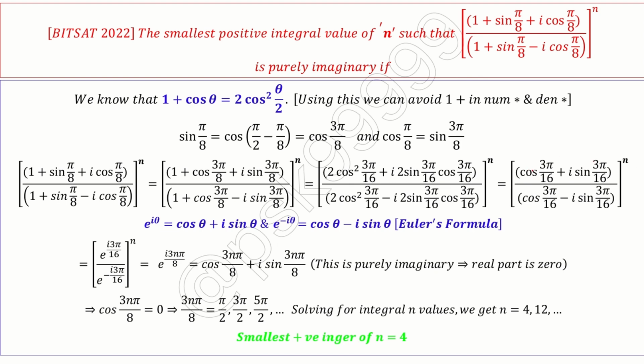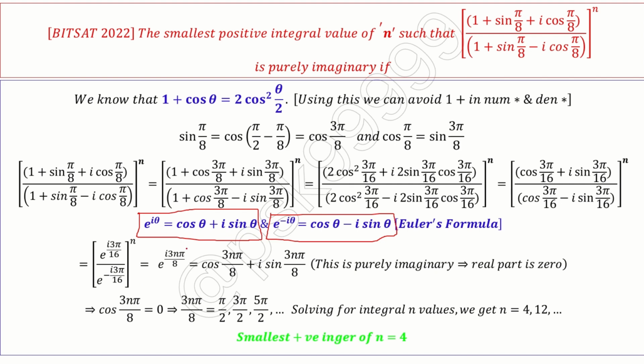Very simple form. If I call 3 pi by 16 as theta, then it is nothing but cos theta plus i sin theta divided by cos theta minus i sin theta, whole power n. And we know that e^(i theta), this is one thing we should know, very important to note down: e to the power of i theta equals cos theta plus i sin theta. This is Euler's formula. You can easily derive it from logarithms actually, so note down this one. And e to the power of minus i theta equals cos theta minus i sin theta, the conjugate basically.